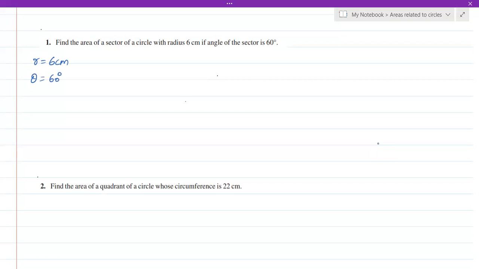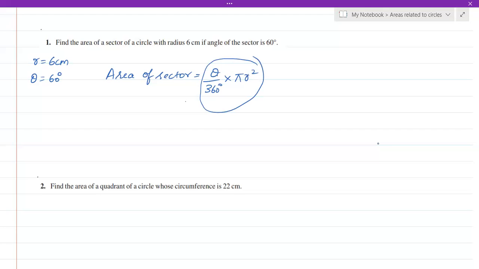The formula to find the area of the sector is, obviously it's a minor sector, theta by 360 degrees into pi r square. Now remember, to find the major sector also you can use the same formula, provided the angle is greater than 180 degrees. Suppose they have given you the angle as 60 degrees and are asking for the area of the major sector, then you're not supposed to use this formula.